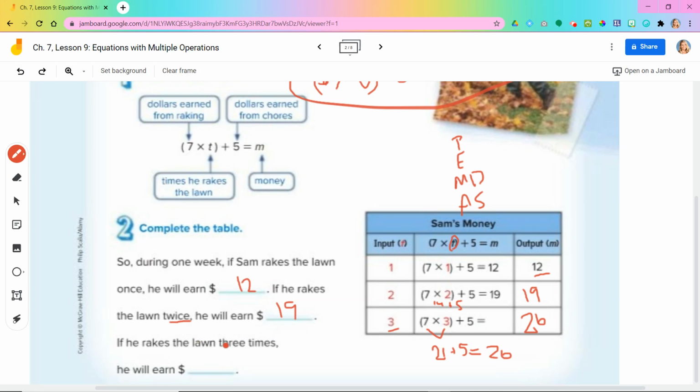Now, you will notice a pattern along the output and the input, but here's the thing. You can't use the pattern to base your answers because they will eventually skip an input so that you have to rely on the equation. And if you just go down through putting these outputs based off of a pattern, they will trick you and you'll wind up missing it. So be careful. All right, so if he rakes the lawn 3 times, he'll earn $26.